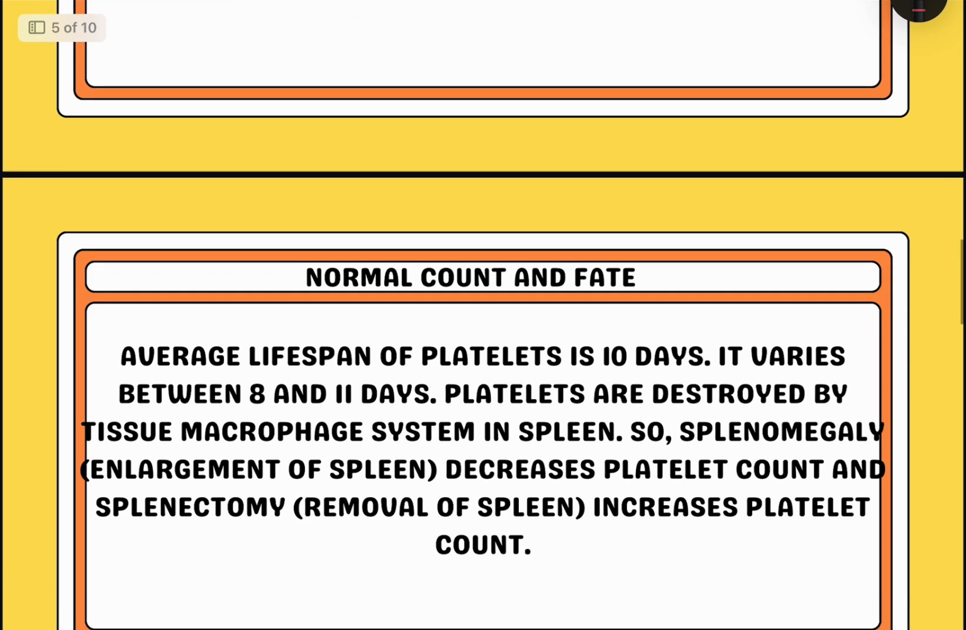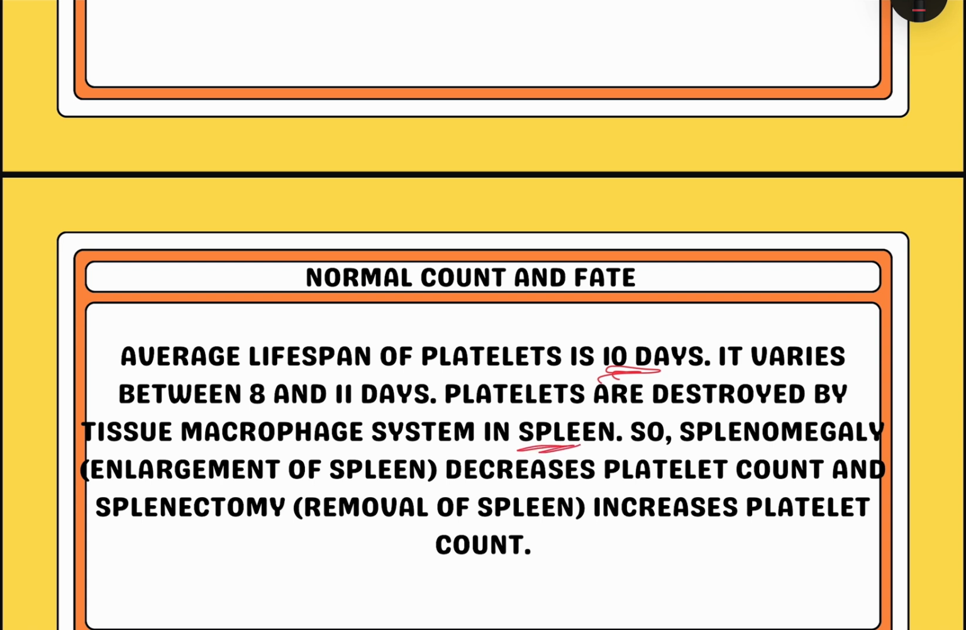Next, the normal count and the fate. The average lifespan of a platelet is 10 days. This is very important. It also varies between 8 and 11 days, but 10 days is the median value. Next, the platelets are destroyed by the tissue macrophage system in the spleen. So basically, they are destroyed in the spleen, just like the RBCs.